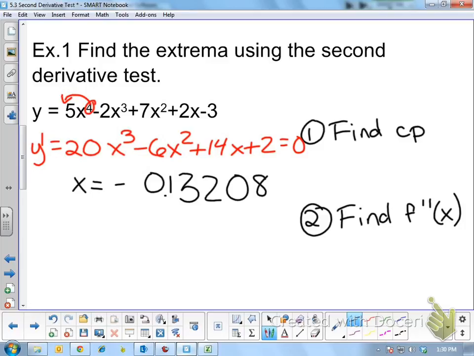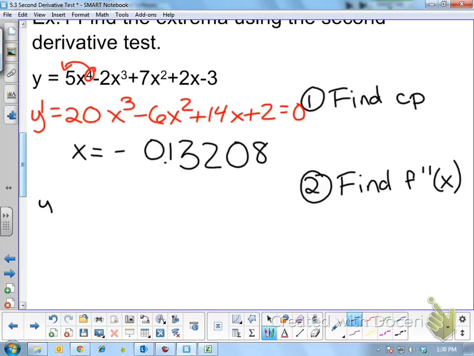So we need the second derivative, 60x squared minus 12x plus 14. Again, just power rule. We don't have to do anything fancy with this one.